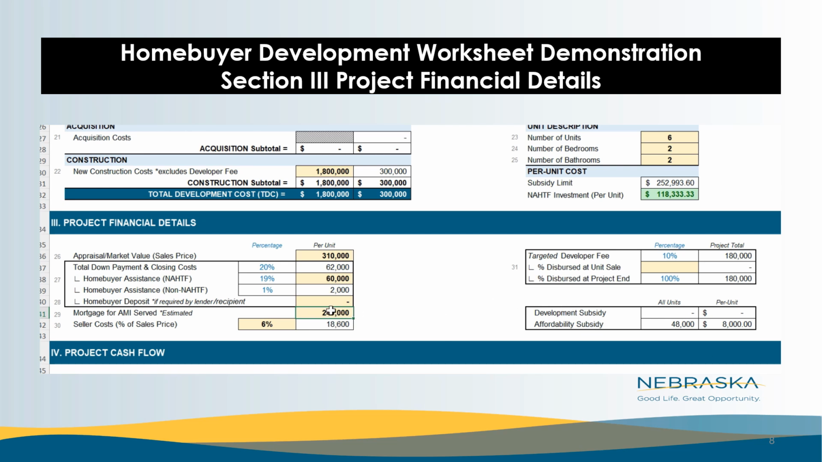I'm going to put this mortgage back up to $248,000, which is what the project parameters had been, so I don't show this affordability subsidy. And that is going to be the end of our discussion on Section 3, Project Financial Details.